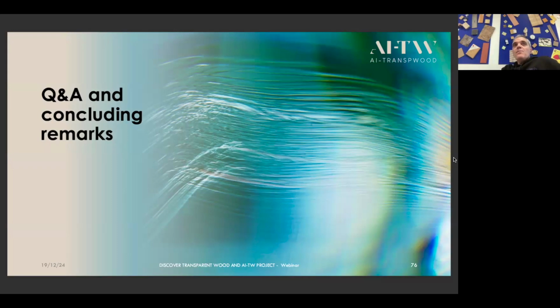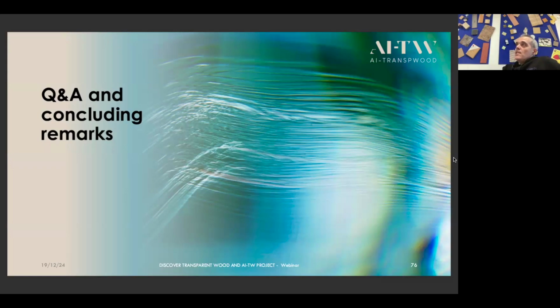LCA analysis has already been exploited, but there are not many scientific articles that describe very clearly the life cycle assessments of transparent wood. We could expect some progress about the end of life, as it is a very hot topic for all the current materials used in different sectors, so the end of life for transparent wood should be taken into proper consideration.